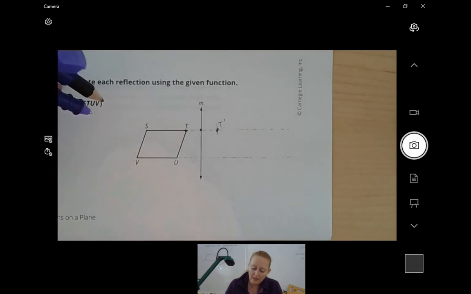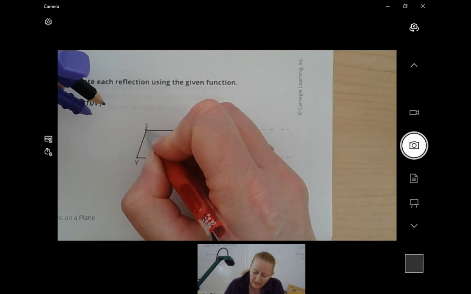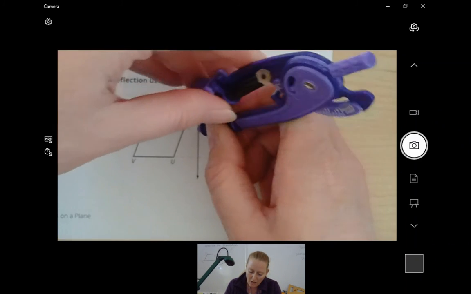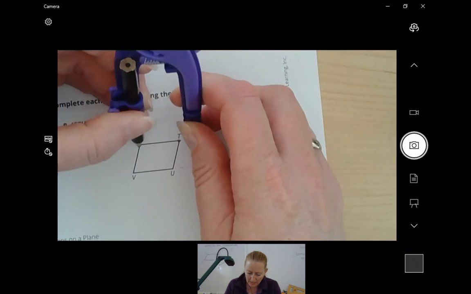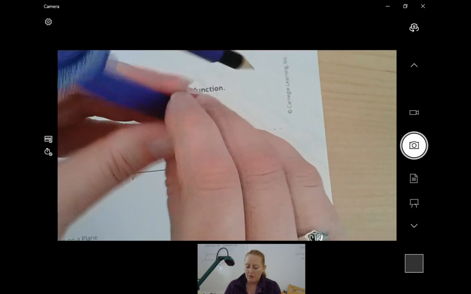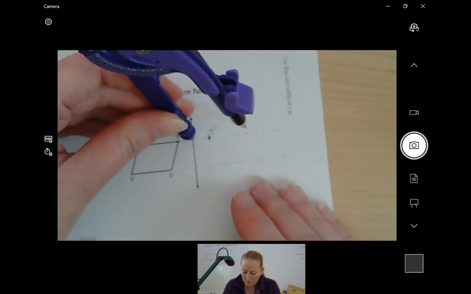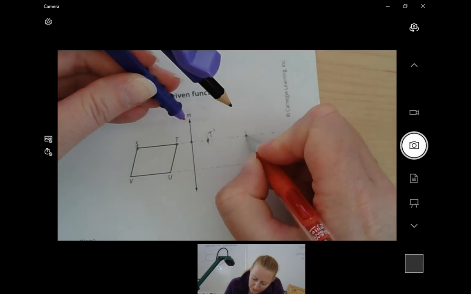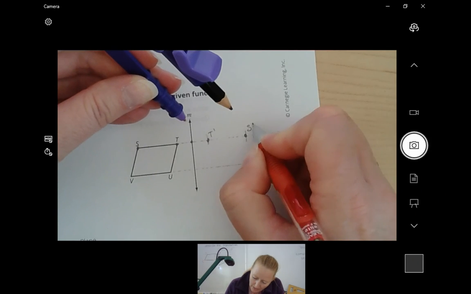And then I'm going to do it again, only I'm going to reflect S now. I'm going to be like, all right, cool. I'm going to put the stabby side here. I'm going to put the pencil side over here. And I'd be like, all right, that's how far it is. I'm going to flip around. I'm going to make another mark. And I'm like, cool, that's where S prime is.